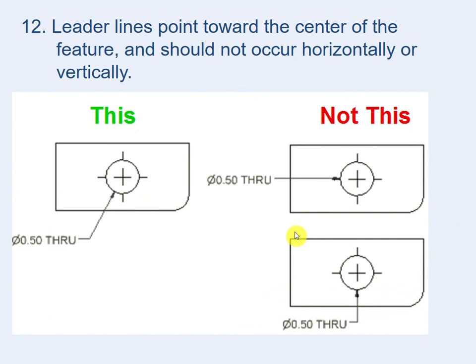Leader lines point toward the center of the feature. Here we have a hole that can be seen as a circle. We should put the diameter here. Remember that the leader should point to the center, okay? And it should not be a horizontal line and should not be a vertical line. So avoid the horizontal and vertical angles. You can use a 45 angle, 15 angle, any angle, never mind. Okay, guys? But remember, the leader should point to the center and it should not be a horizontal or a vertical line.